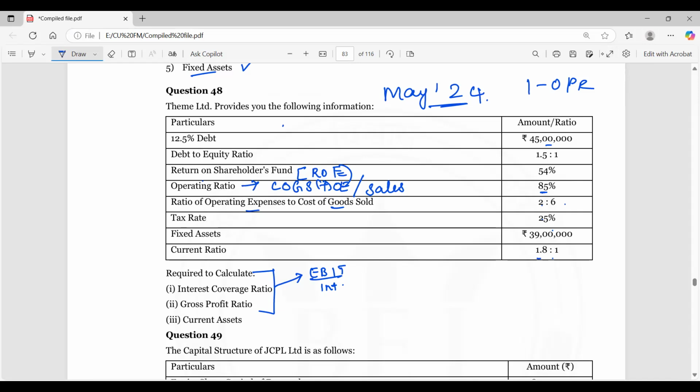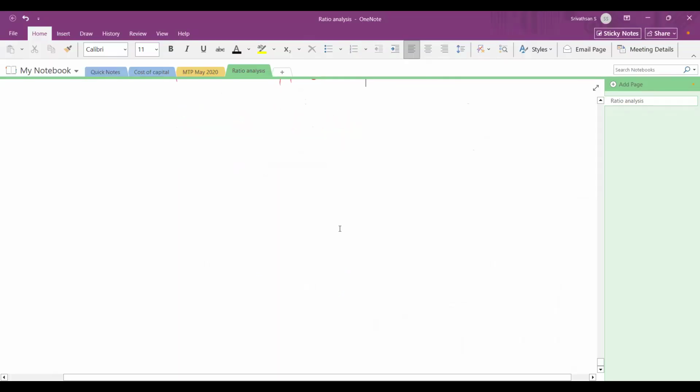So how can we calculate EBIT here? Where is sales given? Return on equity is not EBIT, that will be PAT. PAT, not EBIT. Then you have to do the reverse working. See, if you understand from which point to start the question, then ratio analysis will be easy.